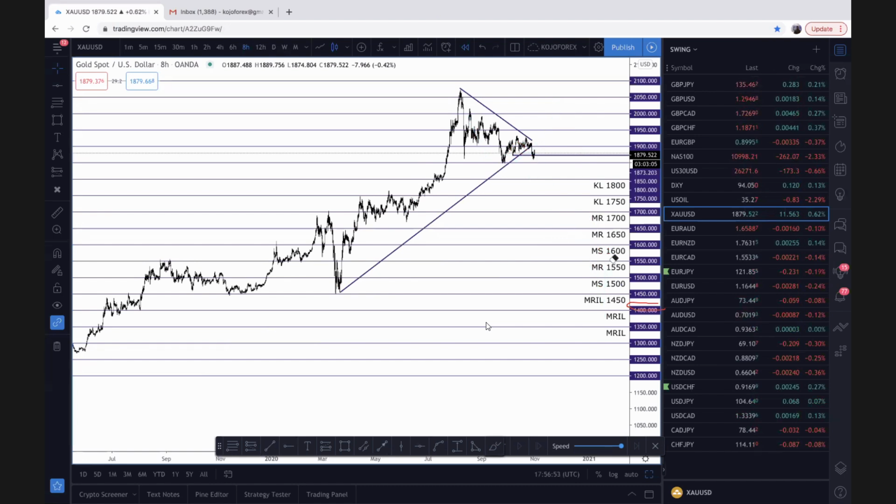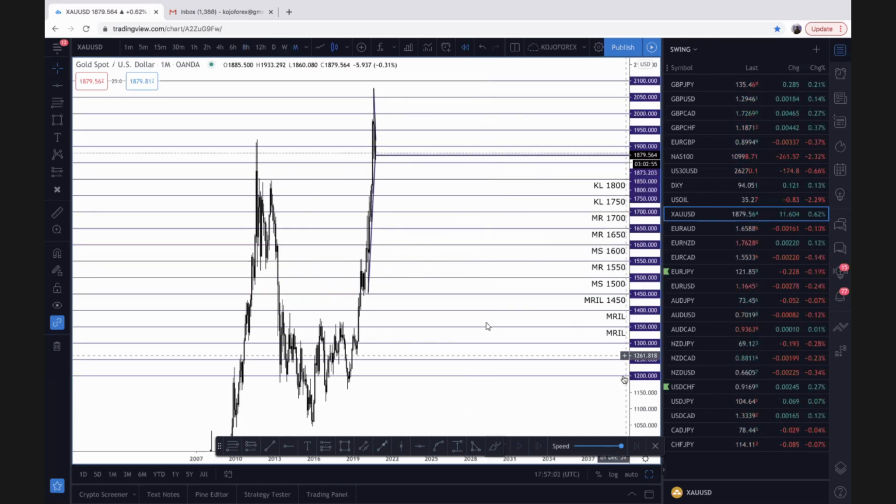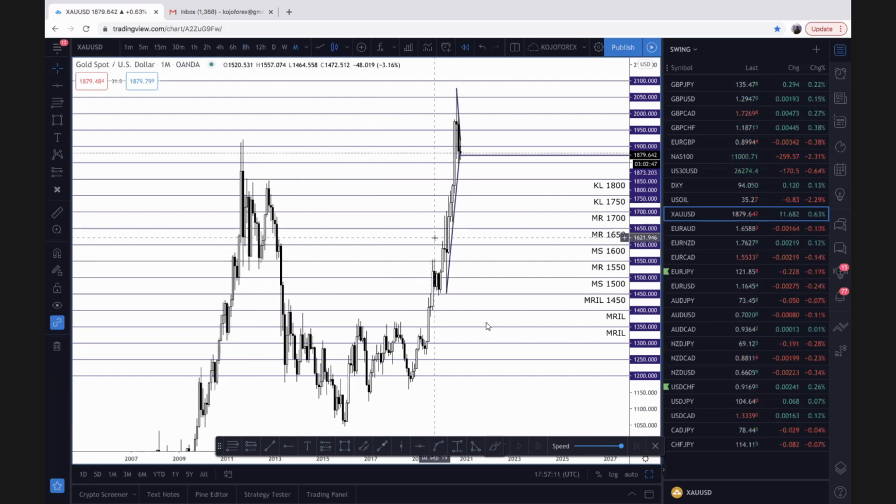So you want to switch to the monthly time frame and then start. You may want to start all the way from the bottom, or you may want to start all the way from where we're trading. But I will only use a 500 pip. So 1,200, 1,250, 1,300, 1,350, 1,400, and so on and so forth. That is just with gold.